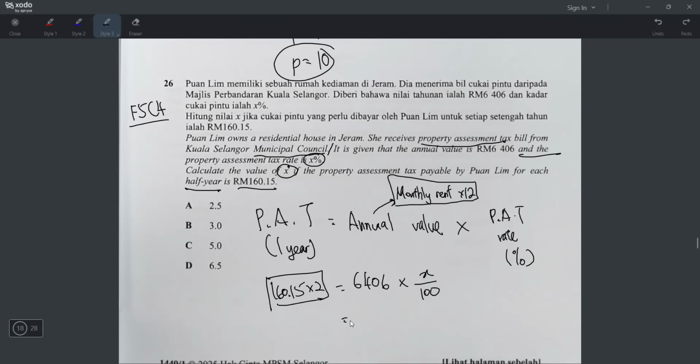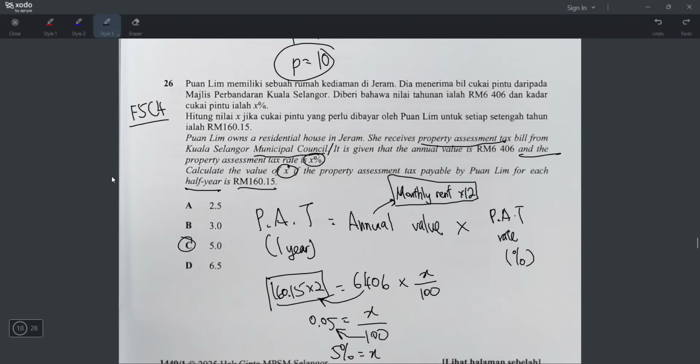Okay, so what I will do now is I will leave the X over 100 here, and I will press 160.15 times 2 divide 6406, because this one pindah sana. So tekan 160.15 darab 2 bahagi 6406. So my calculator gives me 0.05. Okay, 0.05. So now it's very easy already. To find X, you simply times with 100. So you get 5. And automatic, it will come out in percent already. So C is the answer.